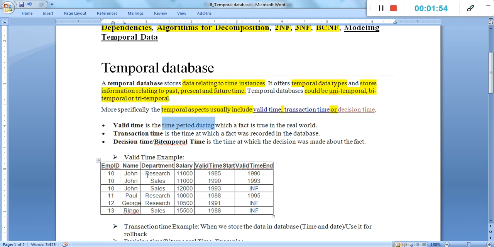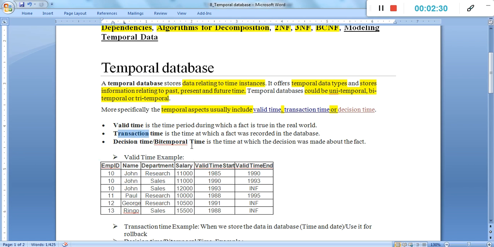For example, John is in the research department with a salary of 11,000 from 85 to 90. Then from 90 he changed to the sales department, but the salary did not change. It is still 11,000, but the period is 90 to 93. That is the valid time. So the valid time of John in the research department is 85 to 90.